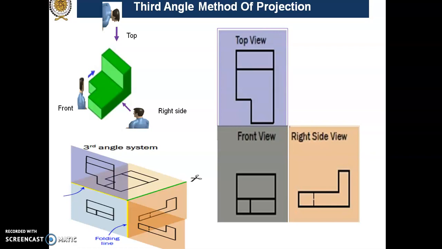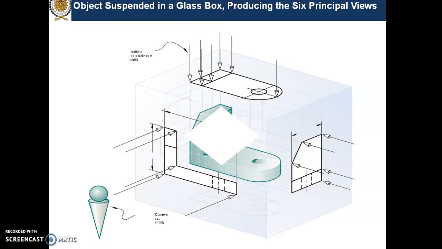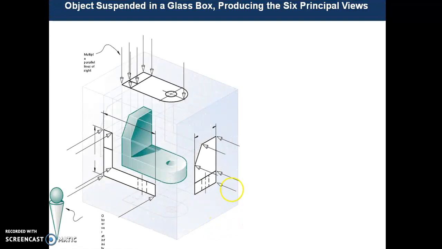Okay, so in this way it is possible for you to get the three basic views by third angle method of projection also. Now it is possible for us to draw a maximum of 6 views, considering the object suspended in a glass box and producing 6 principal views like this. What we have to do? We have to consider that this object is being enclosed in a glass box.